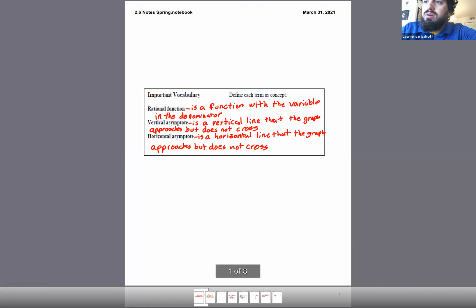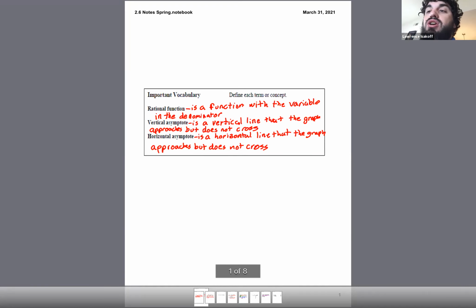Okay, so for 2.6, we are talking about rational functions and their asymptotes. A rational function is a function with a variable in a denominator. It can be as simple as something like 1 over x to something much more complicated like x plus 5 over 2x squared minus 3x plus 2.